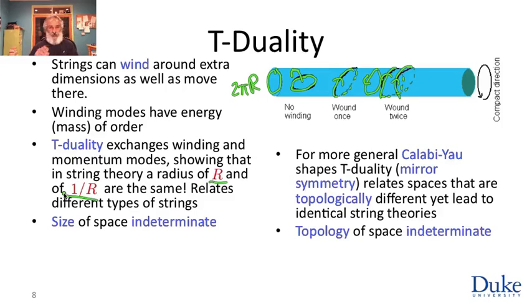In some sense, in string theory, the size of space is indeterminate. If you try to generate a problem for string theory by squeezing the space very tightly, string theory allows you an alternate description in which it's completely smooth and flabby and large. And of course the smallest relevant radius is radius 1.